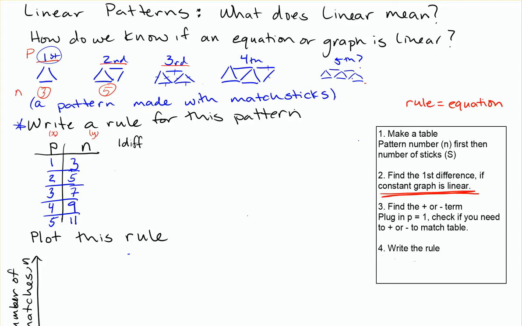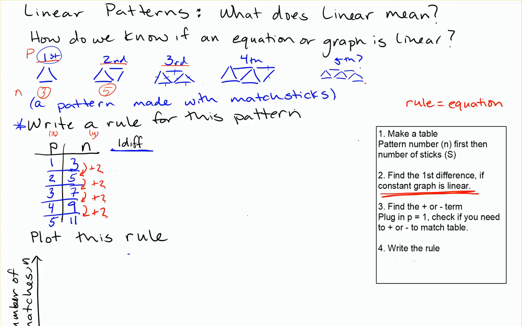So once you've filled in your table, the next thing I want you to look for is what we call the first difference. And what I mean by that is the difference between the terms. So how much do I go up or down in, because it can be negative, between each pattern? So from 3 to 5, that is a plus 2. 5 to 7, again, plus 2. And we can see I'm doing a plus 2 the whole way through here.